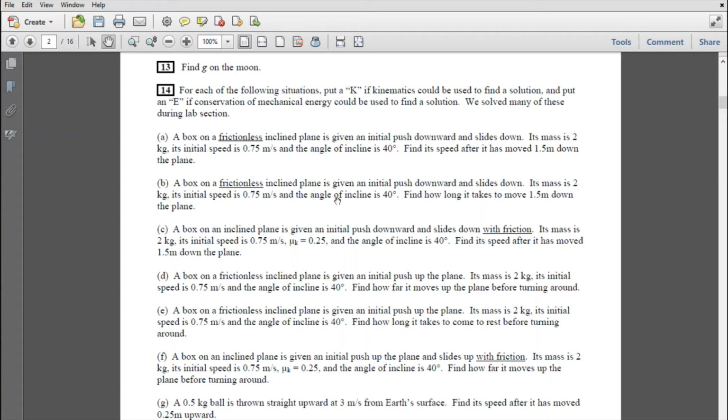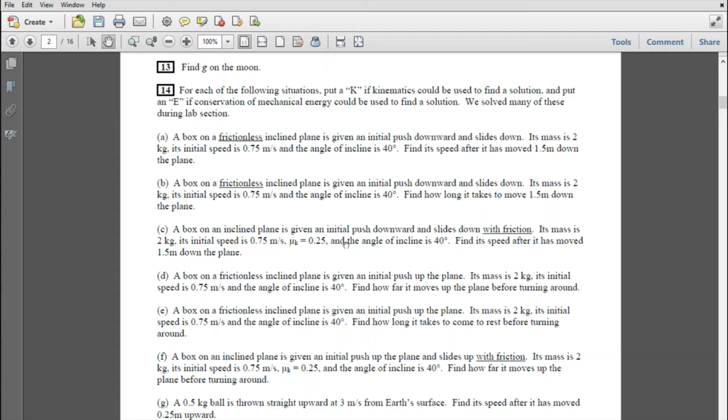Okay, B, same situation as above, but we're asked to find the amount of time it takes to move 1.5 meters down the plane. In this case, we can only use kinematics because energy methods don't ever refer to time. You'll notice that when we do the 1/2 m v final squared minus 1/2 m v initial squared and the change in potential energies, we never get a t appearing in there. And that means the only way we'll be able to do this is with kinematics. So only a K for B.